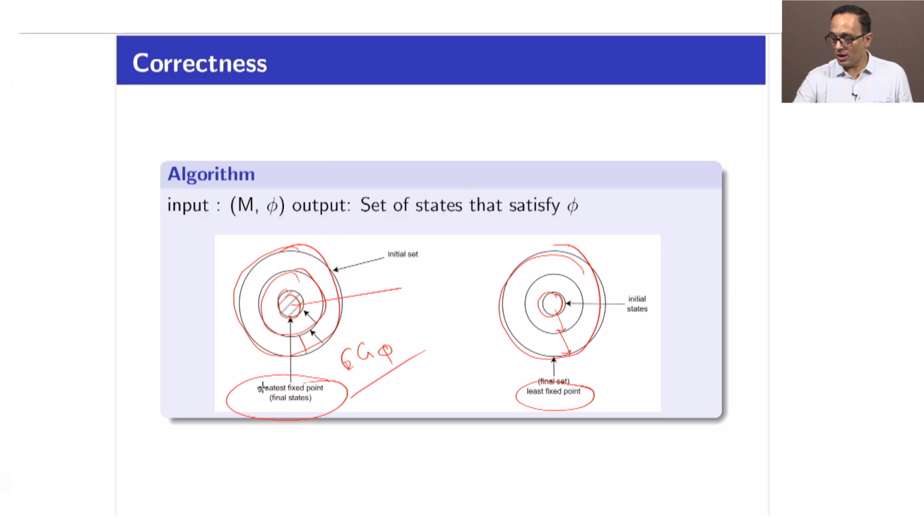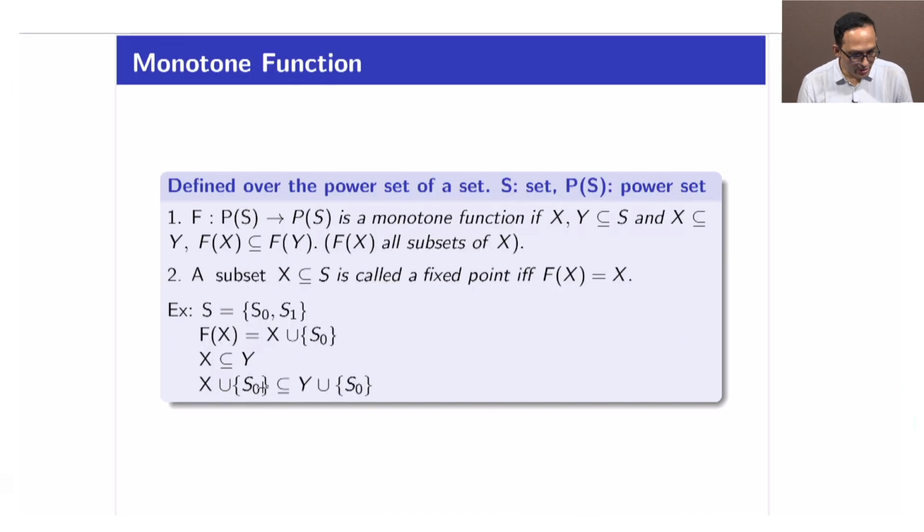Okay. So, now I will show that this construction is effectively correct. I will give you only the intuition. To do this I will introduce a function called a monotone function. So, let us define what a monotone function is. The function f is defined over the power set of a set. So, it is basically a map from one power set to another power set.